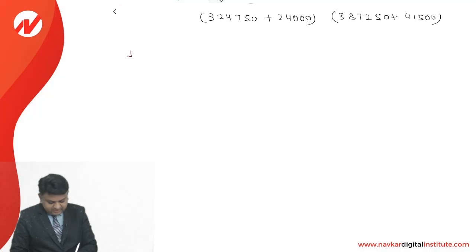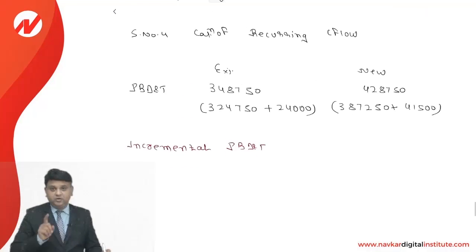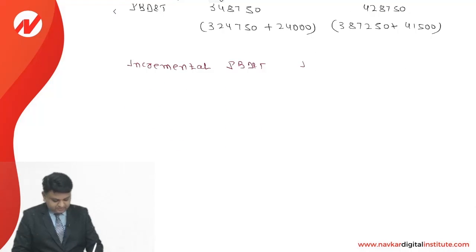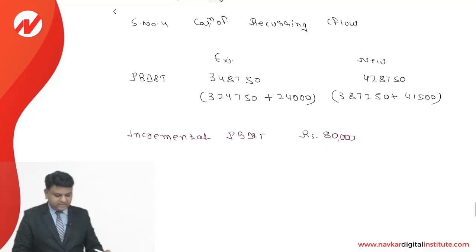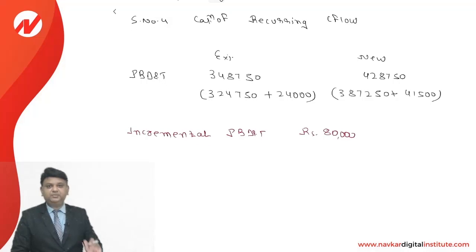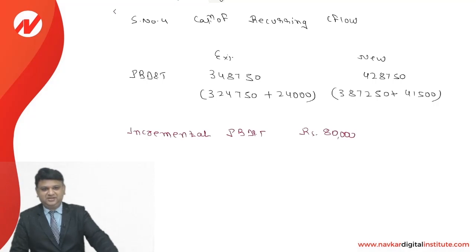So what is the incremental value? As far as the incremental profit before depreciation and taxation is concerned, it is 428,750 minus 348,750. That comes to an amount of rupees 80,000. So this is the way we can make the computation of the incremental profit before depreciation and taxation with the replacement of the machinery.